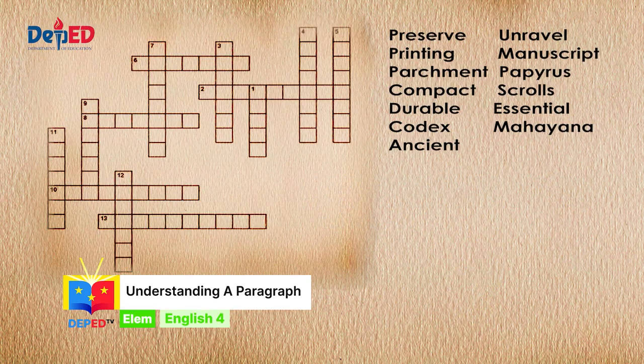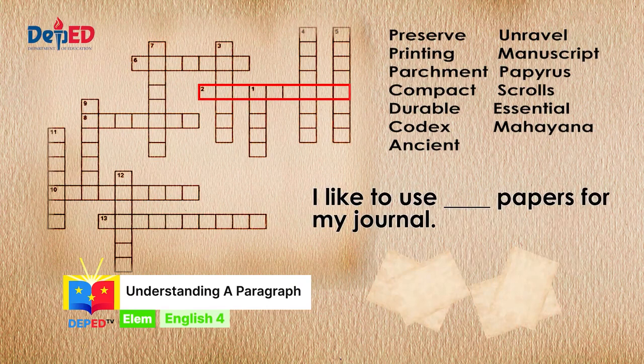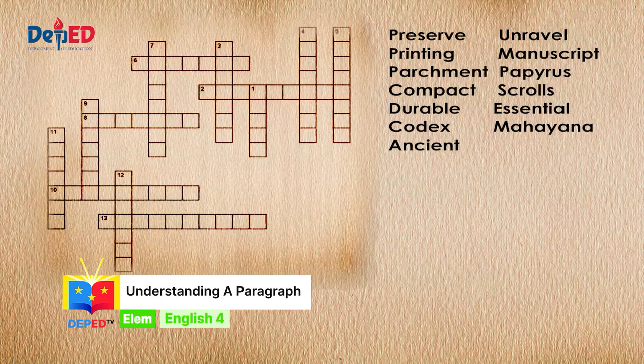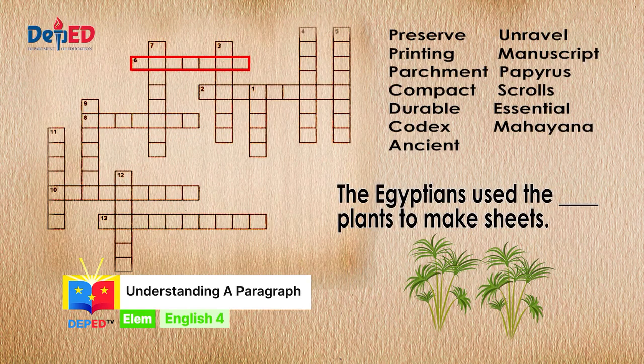We're halfway there. Let's proceed to the words under across. Number 2, 9 letters. It is a stiff, flat, thin material for writing. I like to use papers for my journal. Number 6, 7 letters. It is a plant used during the ancient times as a writing surface. The Egyptians used the plant to make writing sheets.